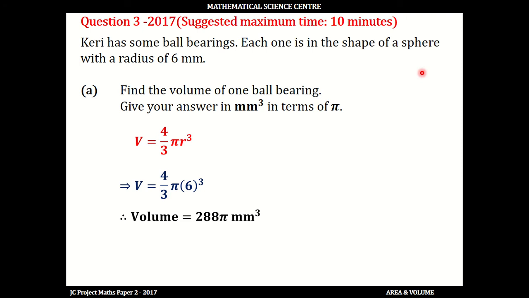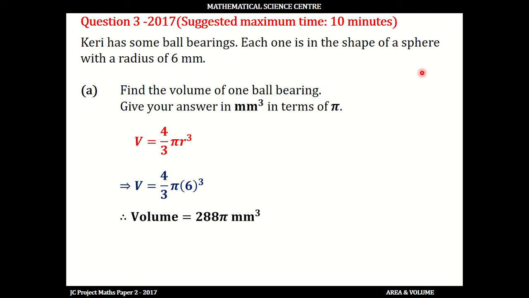Then we're told that Kerry is going to melt down some of her ball bearings, and she will use the material to make a sphere of radius 25 millimeters. We want to know the least number of ball bearings she must melt down so that she's enough material to make a sphere of radius 25 millimeters. So we know the volume of one ball bearing. What we're going to do now is work out the volume of this larger sphere.